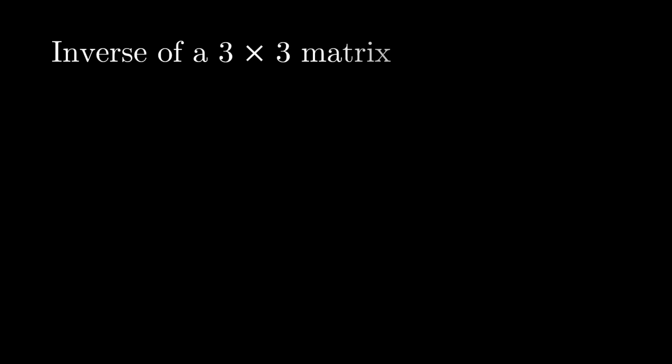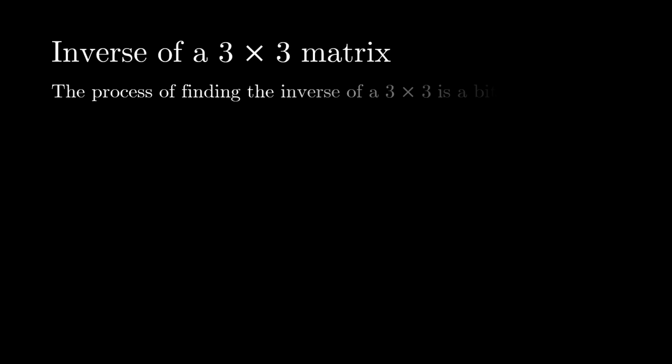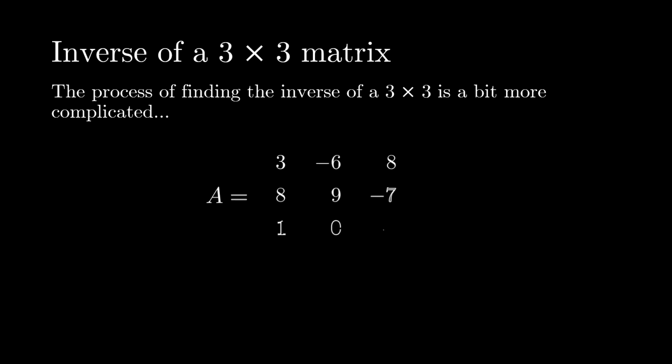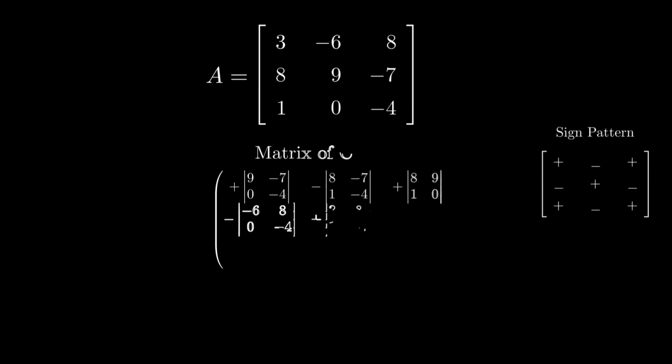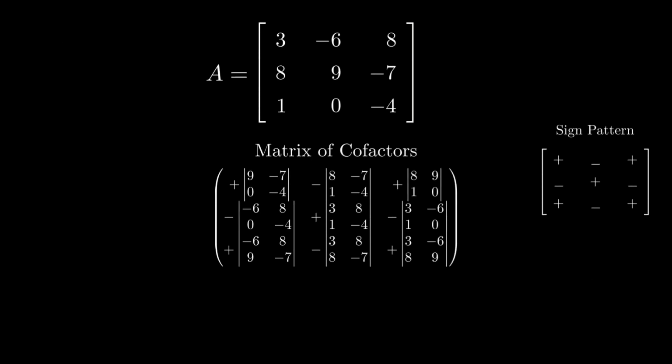Now let's cover the inverse of 3 by 3 matrices, which is slightly more difficult, but with a bit of explanation it should be relatively understandable. Here we have a numerical matrix A. And first we must form a matrix of cofactors. Now how do we form this matrix of cofactors? Let's select the first element, 3.